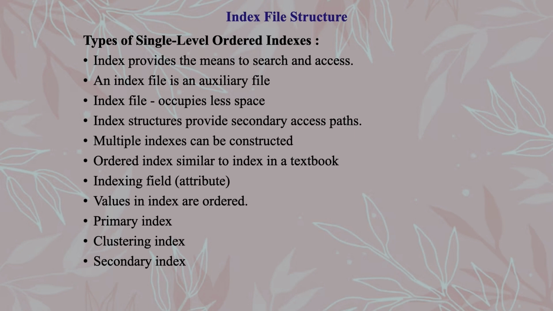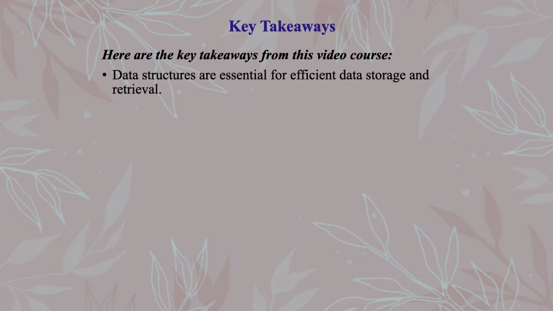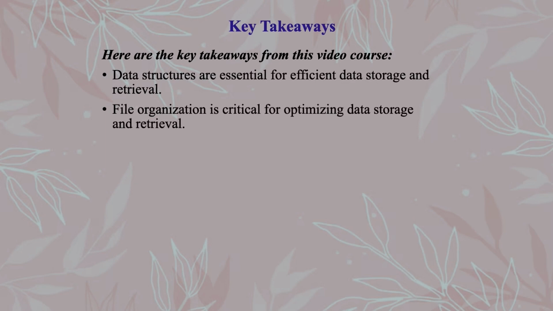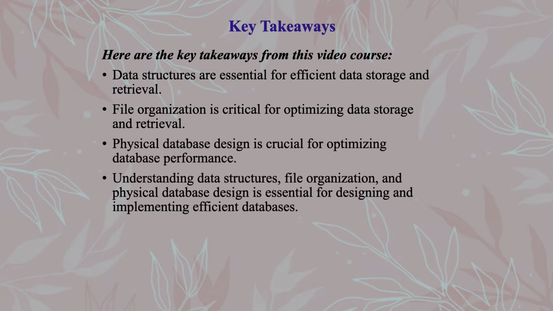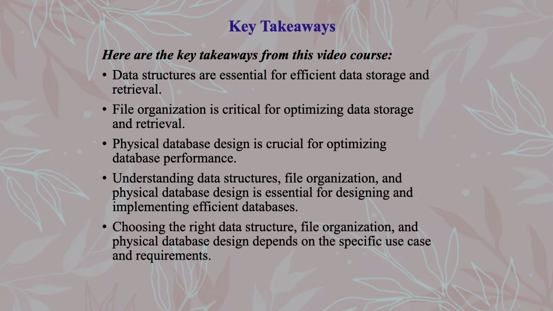In summary, this course has covered the following topics: data structures, arrays, linked lists and stacks, file organization, sequential, indexed, hashed files, B-tree file organization, physical database design, storage devices, access methods, and database techniques. Key takeaways: data structures are essential for efficient data storage and retrieval. File organization is critical for optimizing data. Physical database design is crucial for optimizing database performance. Understanding data structures means choosing the right structure for the right data.